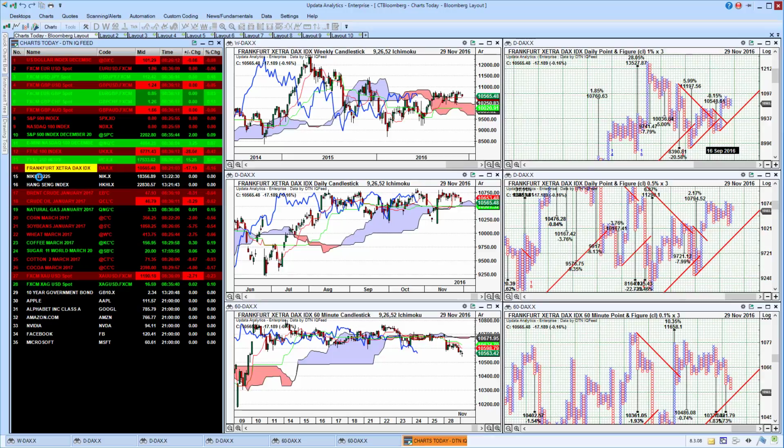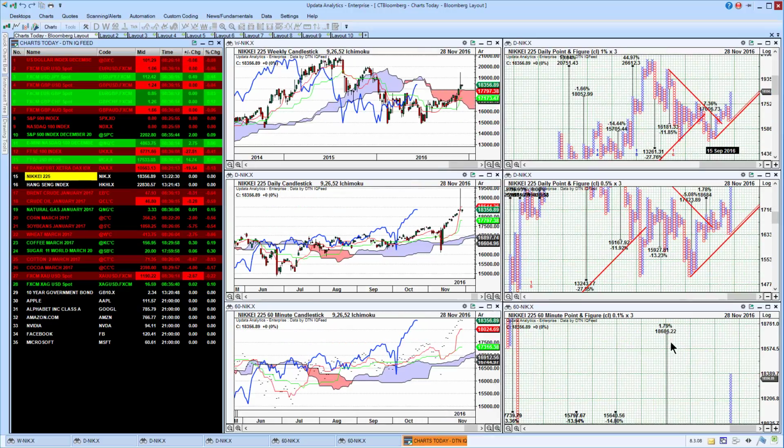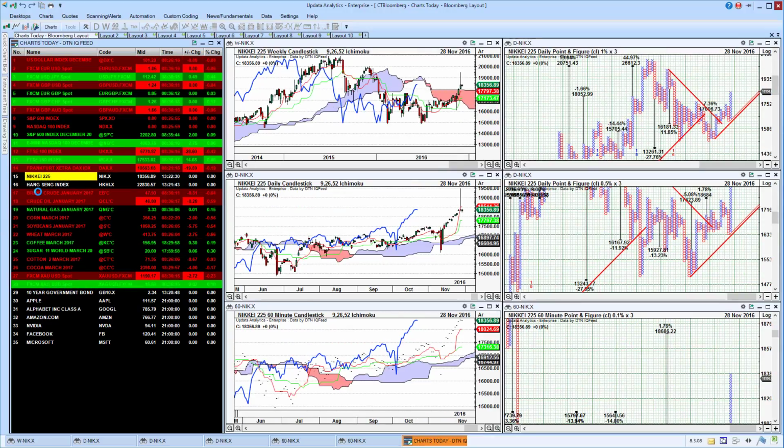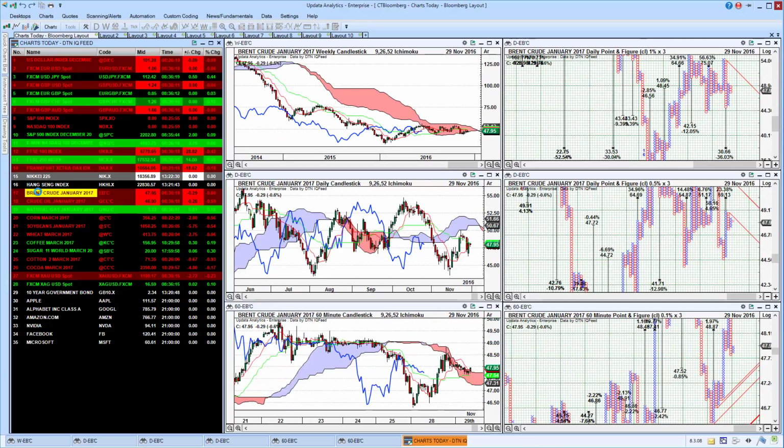Take a look at the Nikkei. Nikkei still looking pretty bullish in the medium and long term. All this data coming to you from DTN IQ feed, by the way.